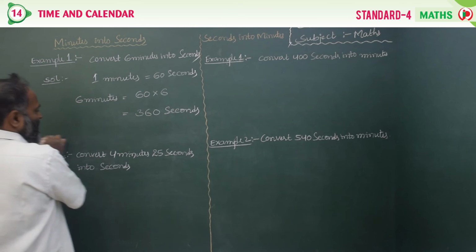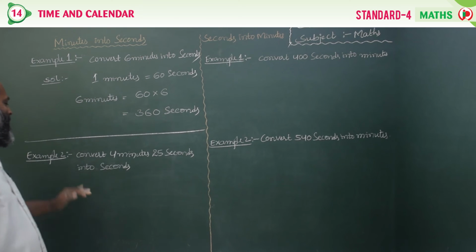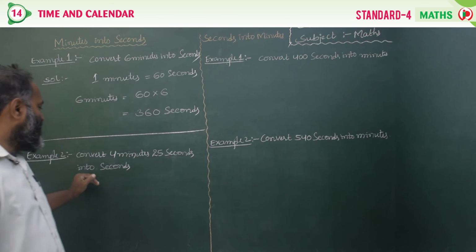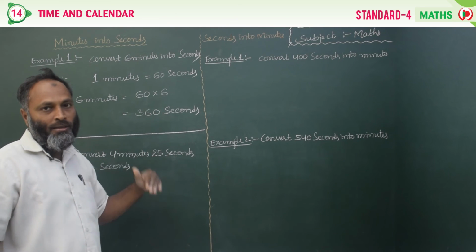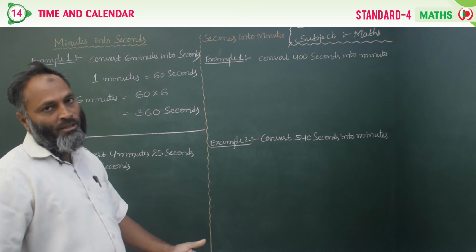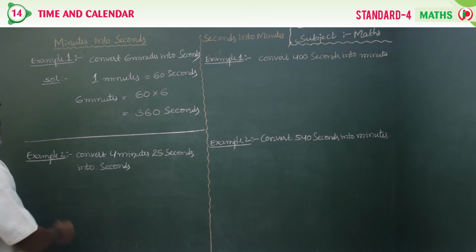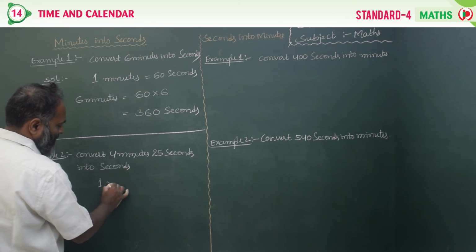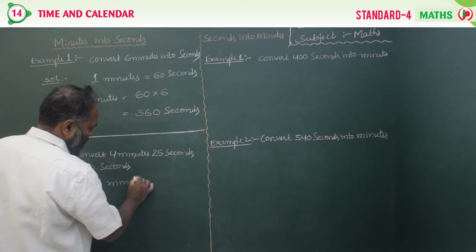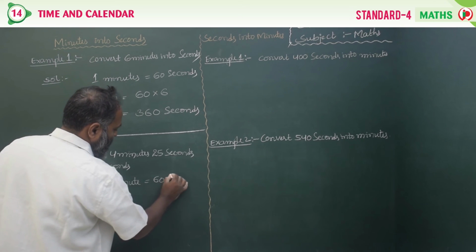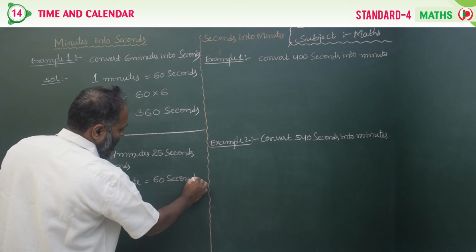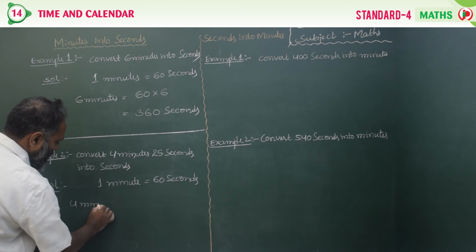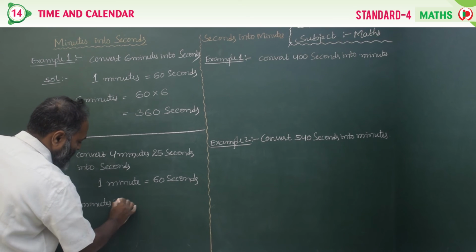Now, to convert 4 minutes 25 seconds into seconds. Here minutes are the bigger unit. To convert bigger units into smaller, we should multiply by the unit quantity, that is minute. So 1 minute is how many seconds? 1 minute means 60 seconds. Here 4 minutes 25 seconds.